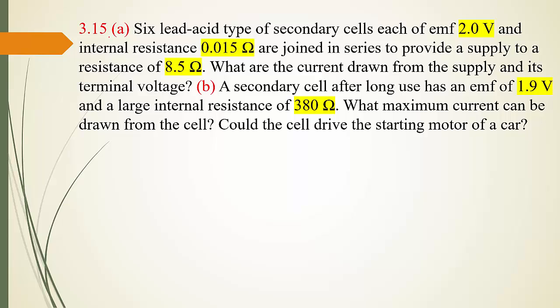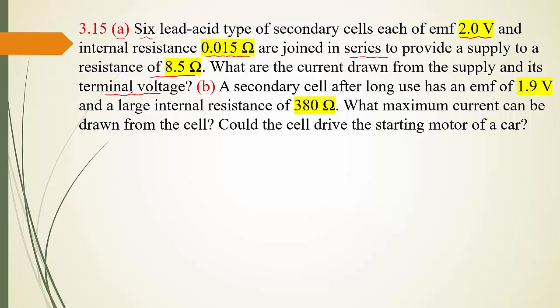Yes, 15th problem. In that, the first question A: 6 lead acid type of secondary cells, each of EMF 2 volt and internal resistance 0.015 ohm, are joined in series to provide a supply to a resistance of 8.5 ohm. What are the current drawn from the supply and its terminal voltage? We have to find electric current and terminal voltage. That is the first question.